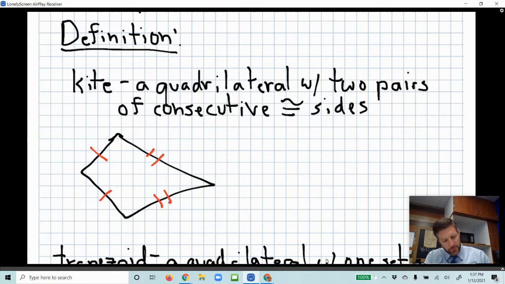The other thing you will note here is it has no parallel sides. So unlike the parallelogram and the shape we're about to talk about next, a kite is also defined by the fact that it has no parallel sides. Just two sets of consecutive congruent sides.